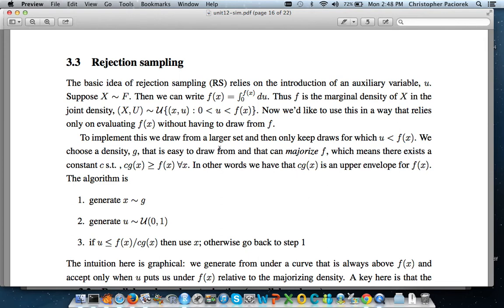And the reason this works is that I can write the marginal distribution, if I consider u and x jointly, right? I'm generating from a bivariate distribution, u and x together. But if I consider the marginal distribution of x, marginalizing over u, you can work it out really easily. That does end up being generating from the original distribution f that I'm interested in. And the geometric interpretation is nice: I'm generating in this bigger shape, and then I'm chopping out the pieces that correspond to parts of the shape that are outside of the shape of f.